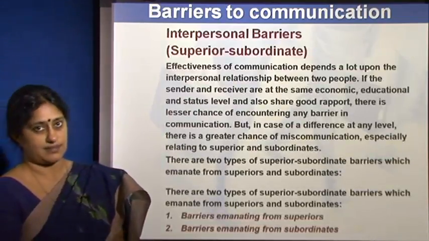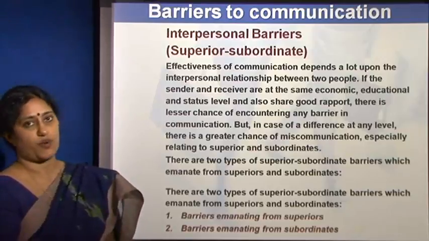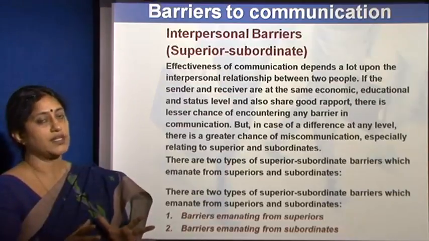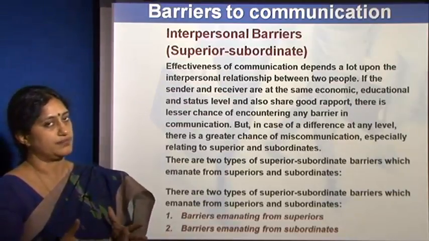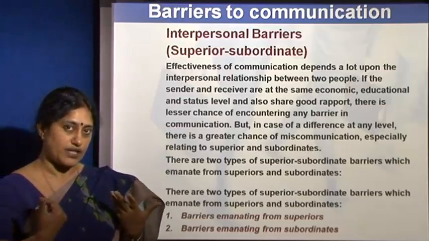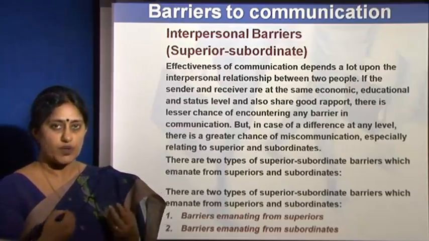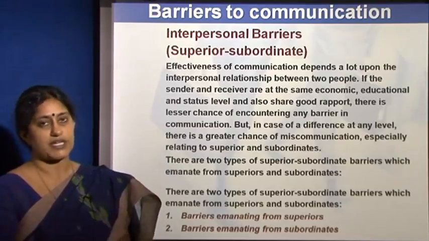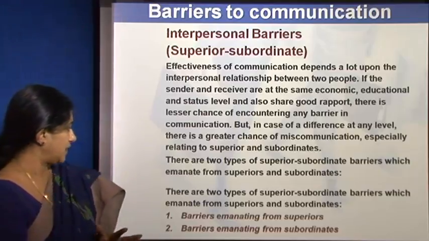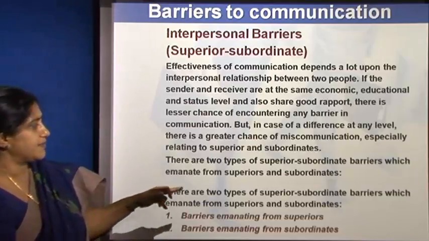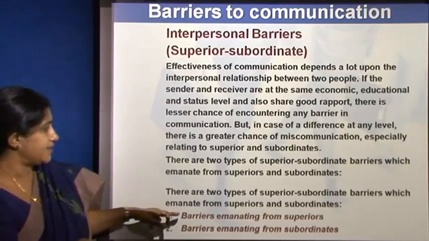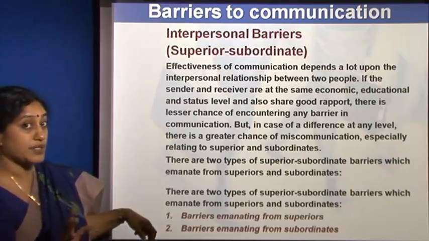Interpersonal barriers. Superior and subordinate. If the equation is not good, if the understanding is not proper, very often whatever the superior says is not taken well by the subordinate at all. He may disobey, he may not take it in the right spirit, he may not even want to understand what he is trying to say. So there are two types of superior-subordinate barriers which emanate from superiors and subordinates. Barriers emanating from superiors and barriers emanating from subordinates.